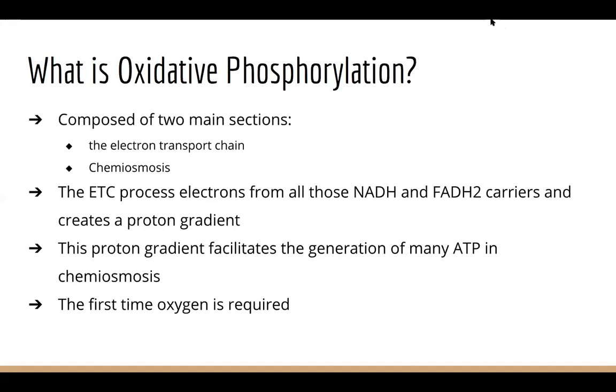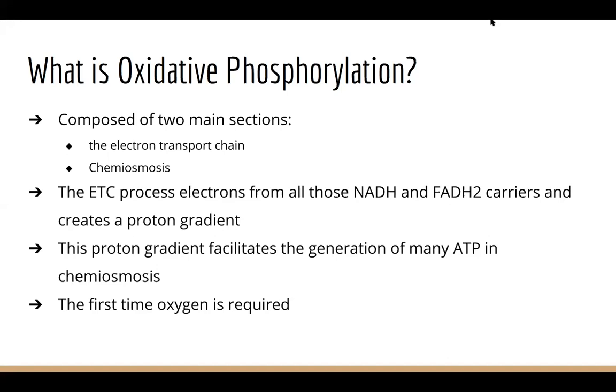A proton gradient is basically what happens when you have a higher charge on one end versus the other end of a membrane. So in this case, we're talking about the membrane of a mitochondria. And what happens is on the outside, the area is very positive because of all the protons, whereas the inside is relatively negative.